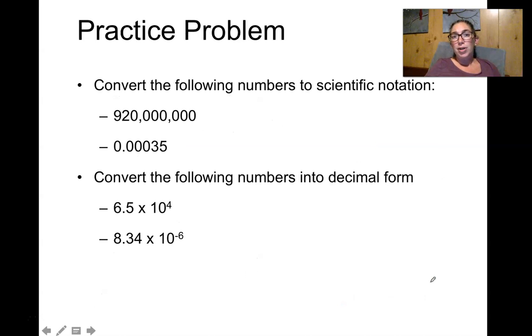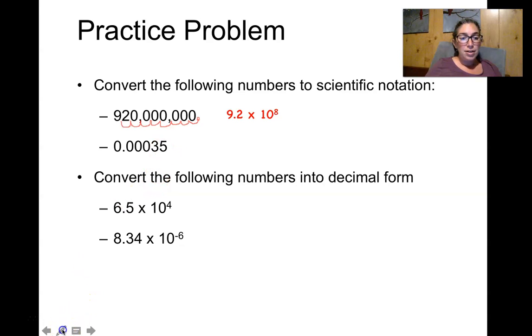All right, so a couple more to practice here. Let's convert the following numbers to scientific notation. We've got this first one here, 920 million. Our invisible decimal point's right here. We're moving it over 1, 2, 3, 4, 5, 6, 7, 8 places. So in scientific notation, this would just be 9.2 times 10 to the 8th.